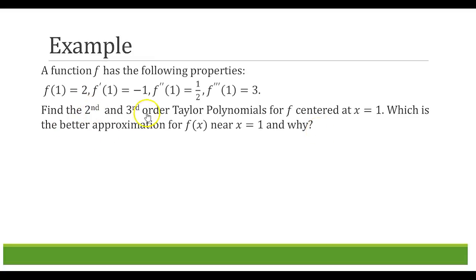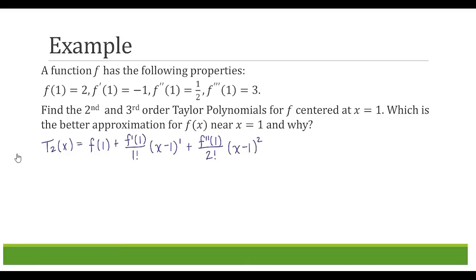So let's start by finding the second order Taylor polynomial. That means that the highest derivative we're going to use is the second derivative. So we'll start by saying that T sub 2 of x is equal to, I'll write it in general first. The formula says that we're going to have f of a, f of the center, so that's f of 1, plus f prime of 1 over 1 factorial times x minus 1 to the first power, plus f double prime of 1 over 2 factorial times x minus 1 to the second power.